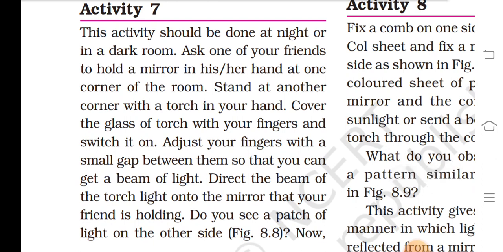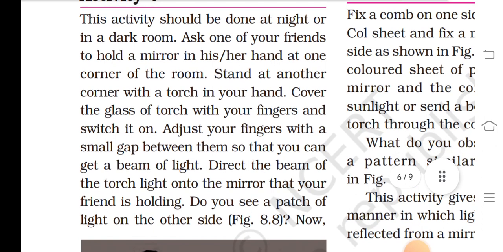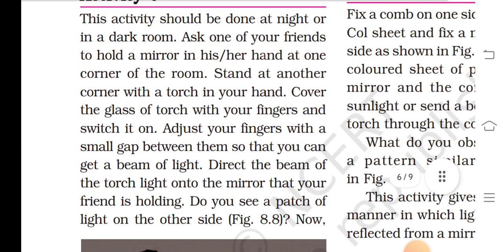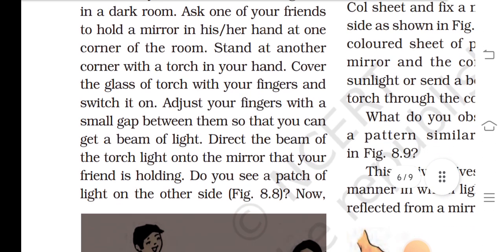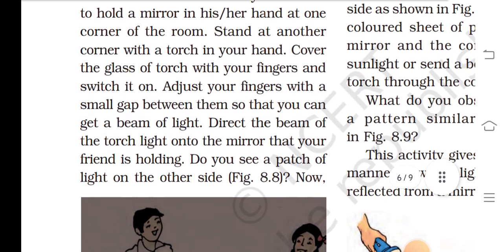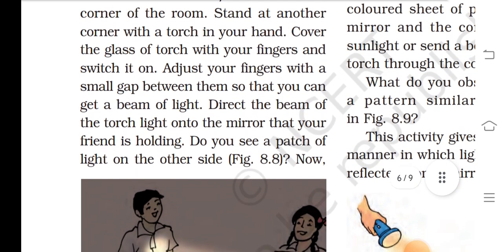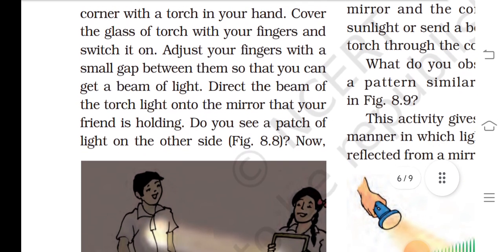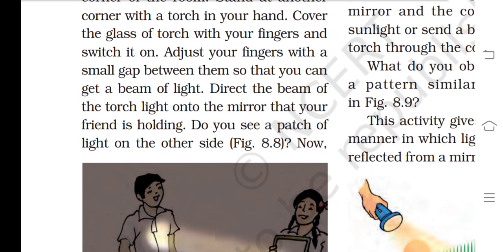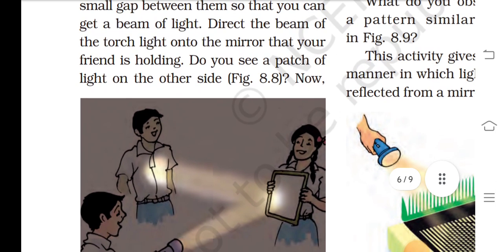This activity should be done at night or in a dark room. Ask one of your friends to hold a mirror in her hand at one corner of the room. Stand at another corner with a torch in your hands. Cover the glass of the torch with your fingers and switch it on. Adjust your fingers with a small gap between them so that you can get a beam of light. Direct the beam of the torchlight into the mirror that your friend is holding.